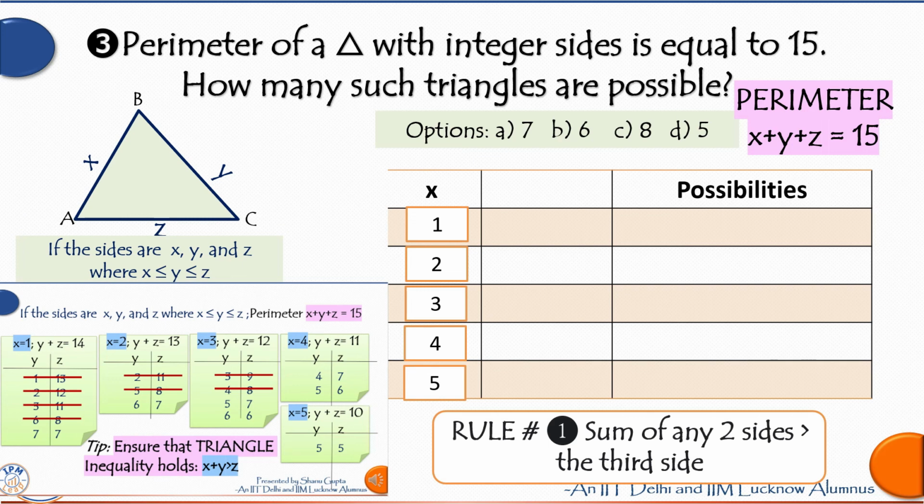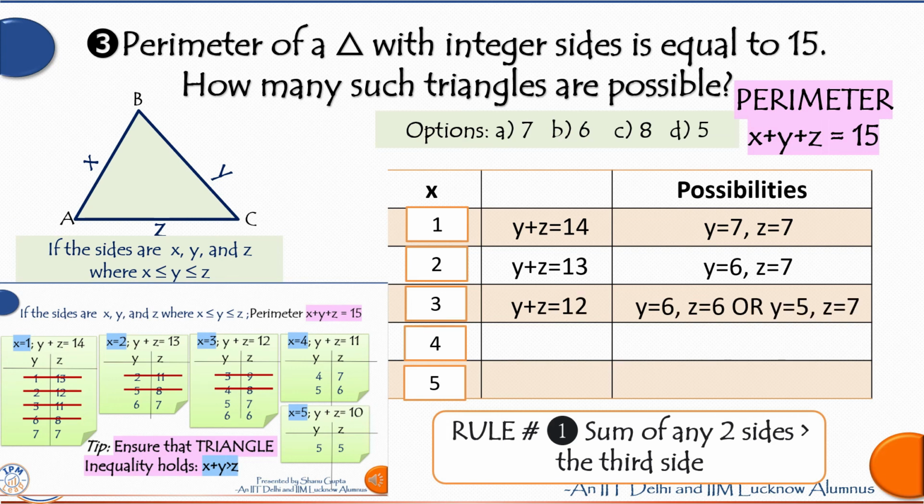x is equal to 1, y is equal to 7, z is equal to 7. x is equal to 2, y is equal to 6, z is equal to 7. x is equal to 3, y is equal to 6, z is equal to 6, or y is equal to 5, z is equal to 7. Two triangles are possible. x is equal to 4, y is equal to 5, z is equal to 6, or y is equal to 4, z is equal to 7. Again, two triangles are possible for this value of x. And if x is equal to 5, then y is equal to 5 and z is equal to 5. This is the last possibility.